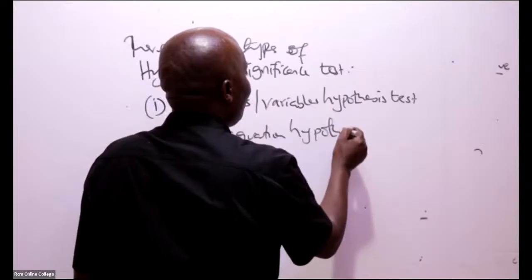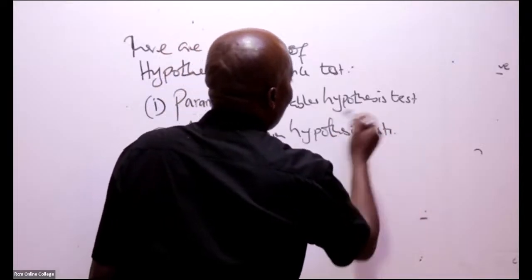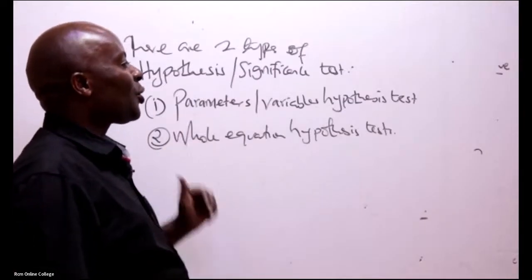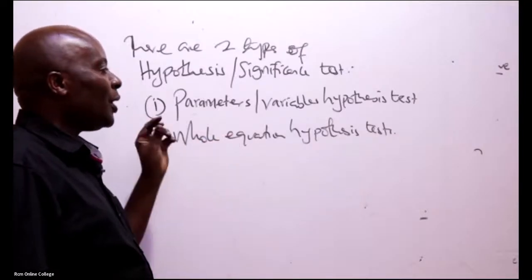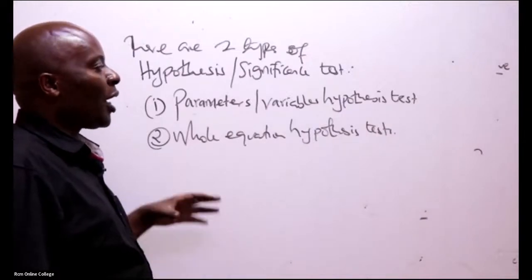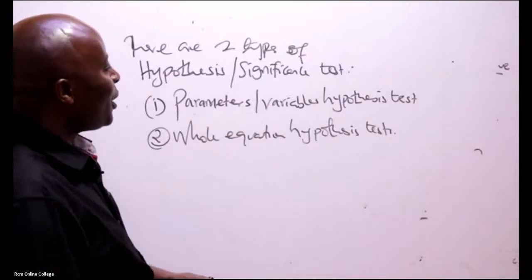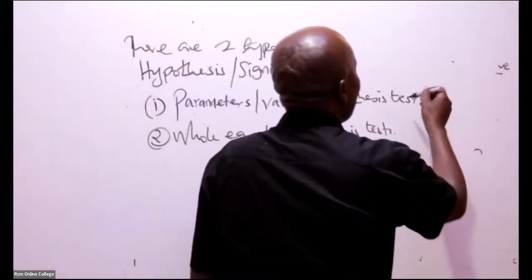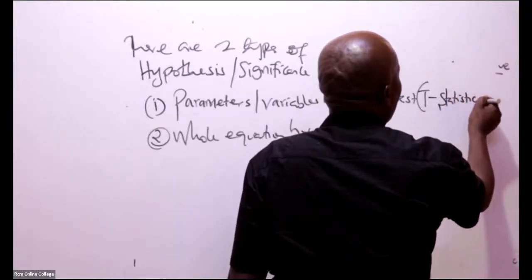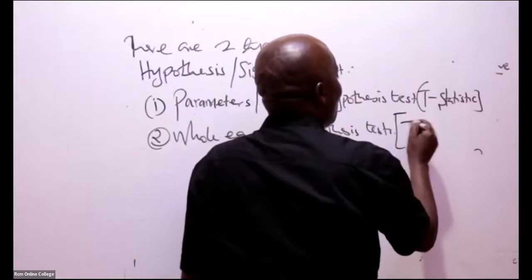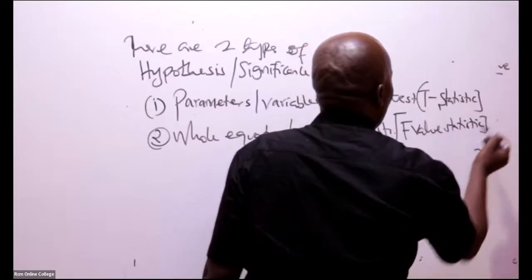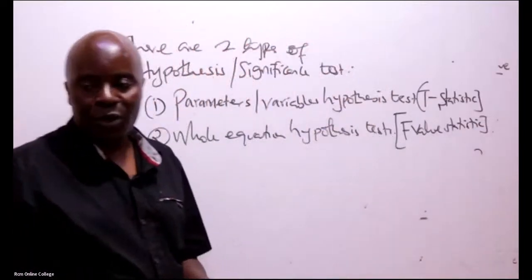Hypothesis tests, two of them. So we have two types of hypothesis tests. We have parameters, slope variables, individual parameters hypothesis tests. And then number two, we have what we call a whole equation hypothesis test. For the parameters, slope variables hypothesis test, we shall always use the T statistic. And here we shall always use the F-value statistic.